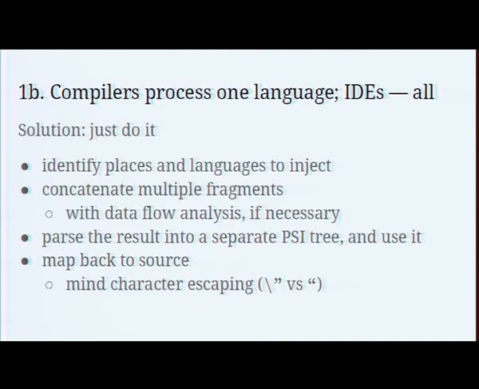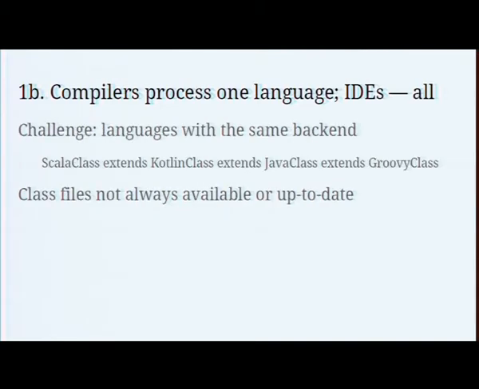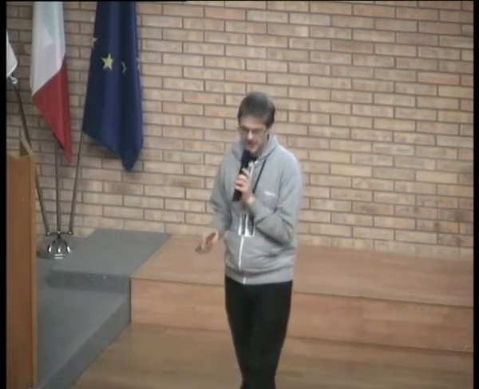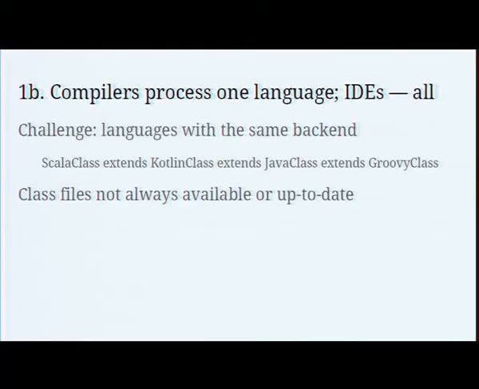Okay, next challenge. It's again about several languages, and this time languages sharing the same backend. For example, the Java virtual machine. It has not only the Java language compiled to it, but also Scala, Groovy, Kotlin, whatever else, Clojure. And the problem is that all these languages can refer to each other, because at runtime it's just the same bytecode. And the IDE has to support them.